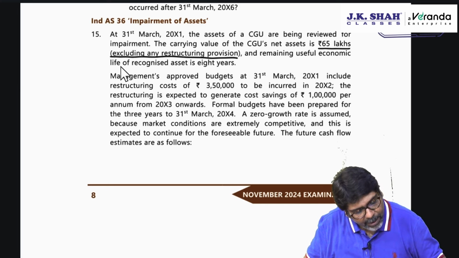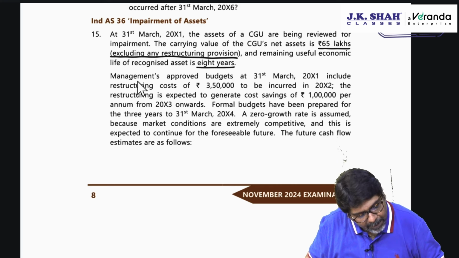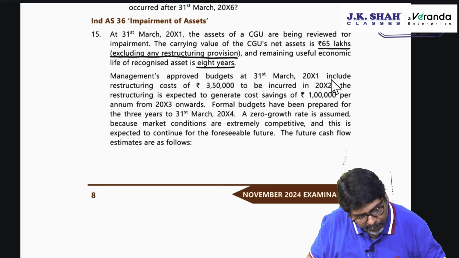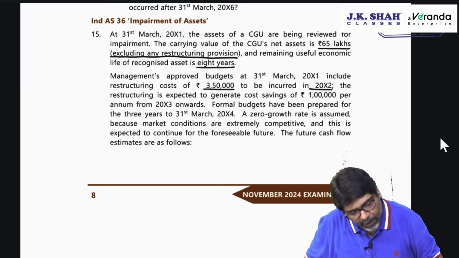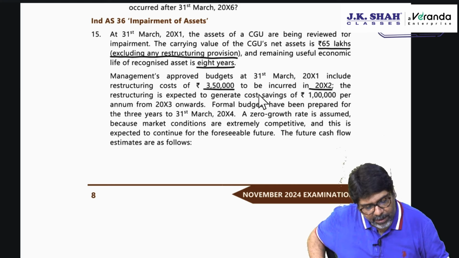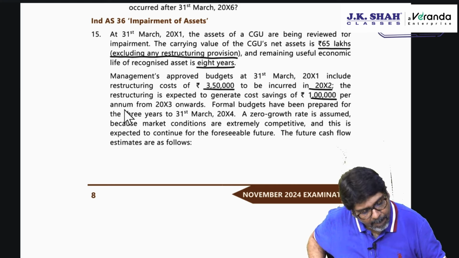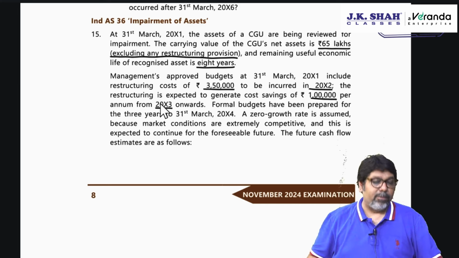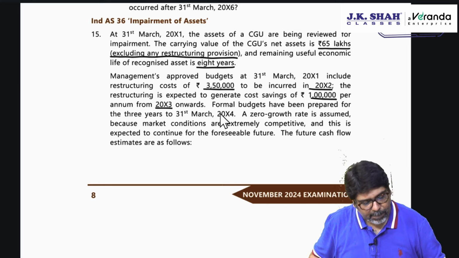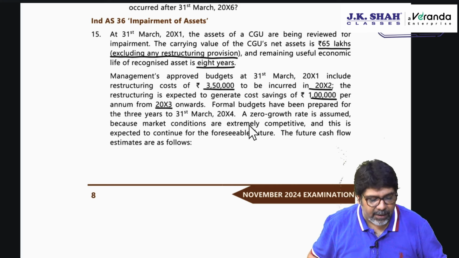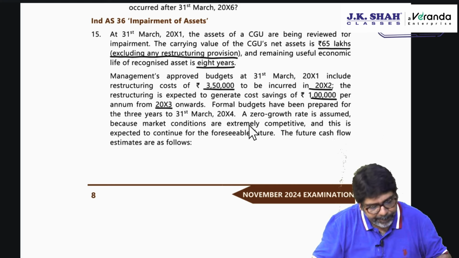And the remaining useful life of the asset is 8 years. Management approved budgets at 31st of March include a restructuring cost of 3,50,000 to be incurred in 2002. The restructuring is expected to generate a cost savings of 1 lakh per annum from 2003 onwards. Formal budgets have been prepared for 3 years to 31st of March 04. They are planning restructuring, that means they are not planning to sell.